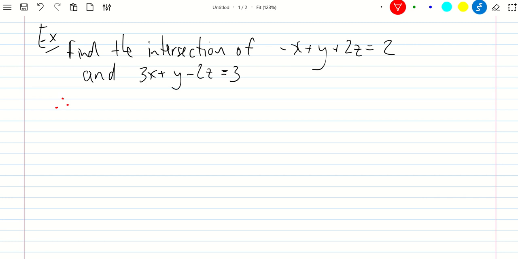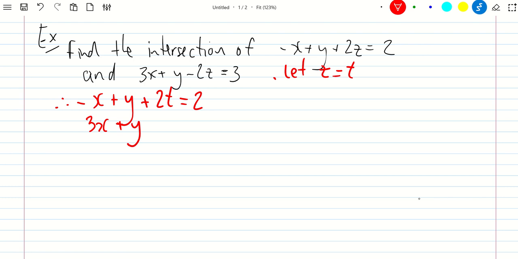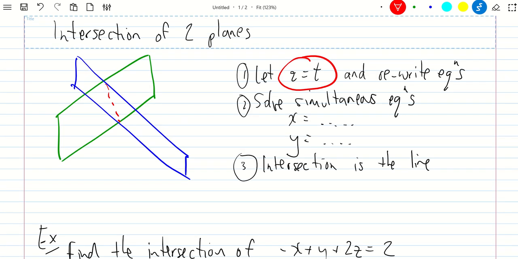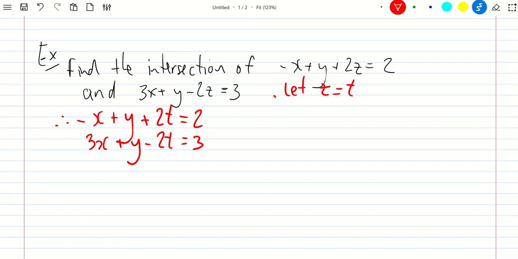Let's do it. So therefore, negative x plus y plus 2t is equal to 2. I should have said at the top, let z be equal to t. So we're putting a parameter in there so that we can work. And then the second equation will be 3x plus y minus 2t equals 3. All right, so we've done step one. We've put t into there. Now we need to solve simultaneous equations.